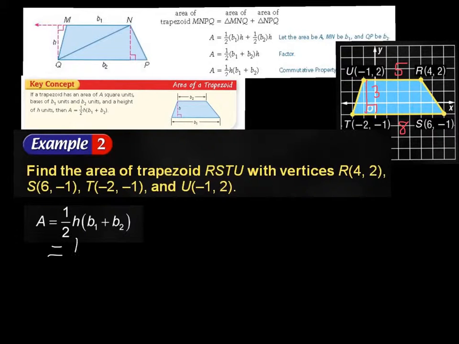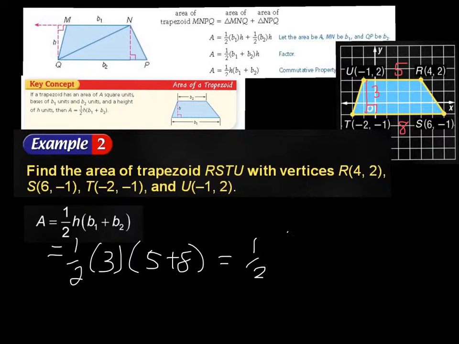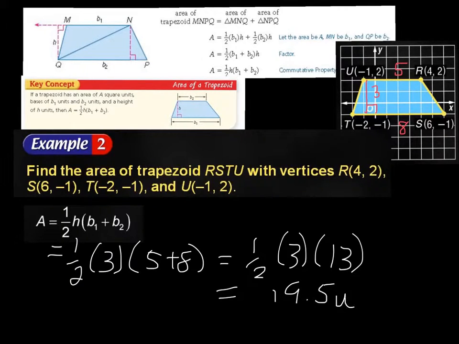Area of a trapezoid is 1/2 the height times the sum of the bases. And we have odd numbers, 3 and 13. When we type it in the calculator, it's not going to come out even because it's half of an odd number. It's going to be a 0.5. 19.5, and they didn't give us units, so we're going to call it units squared again.